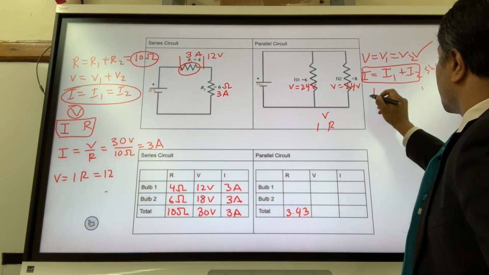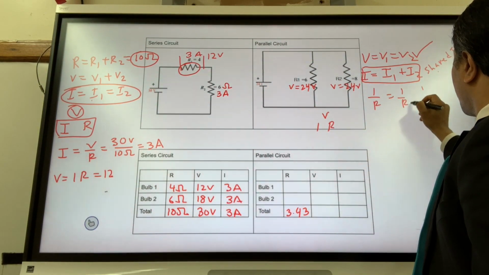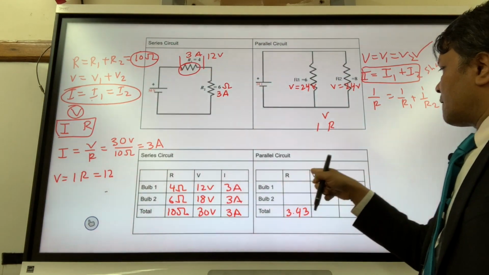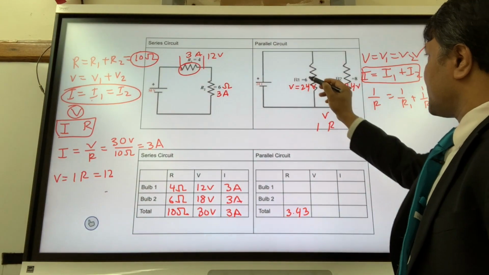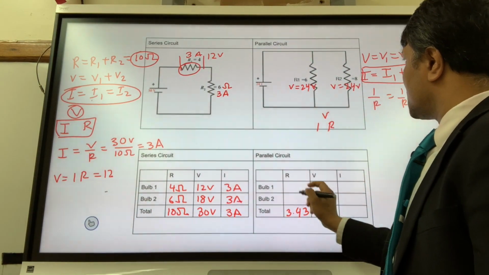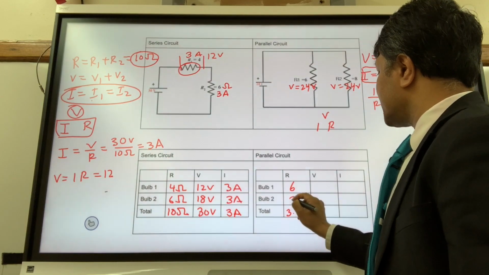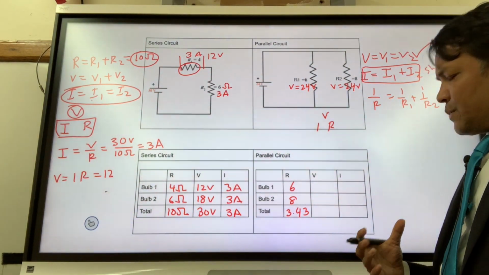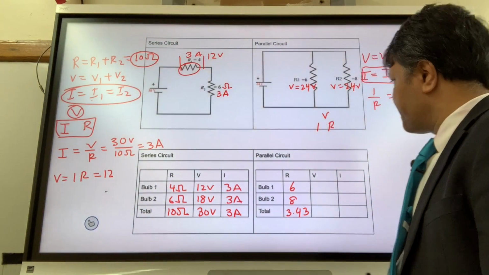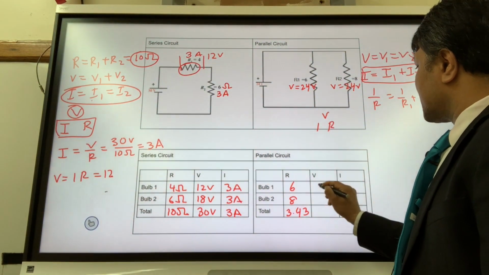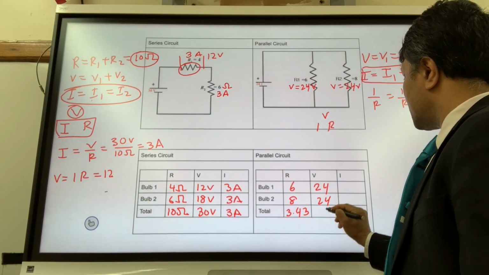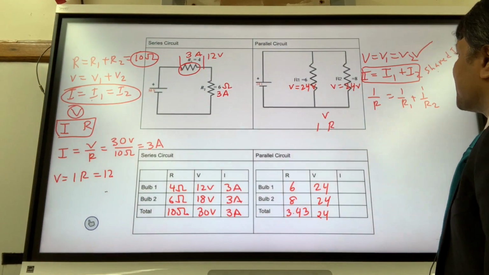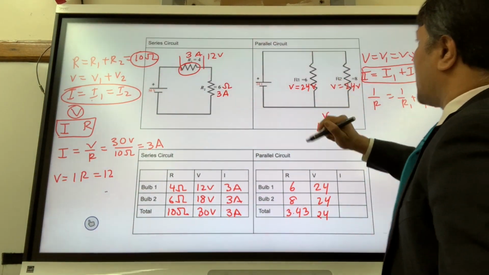Let's leave the equations here. The resistance right here is 6 and the resistance right here is 8. So the total resistance is 3.43 by Ohm's law. Now voltage is the same across the circuit, so 24 is 24. Now we're going to have to find the current. The current is shared, so keep that in mind. So let's find the total current.